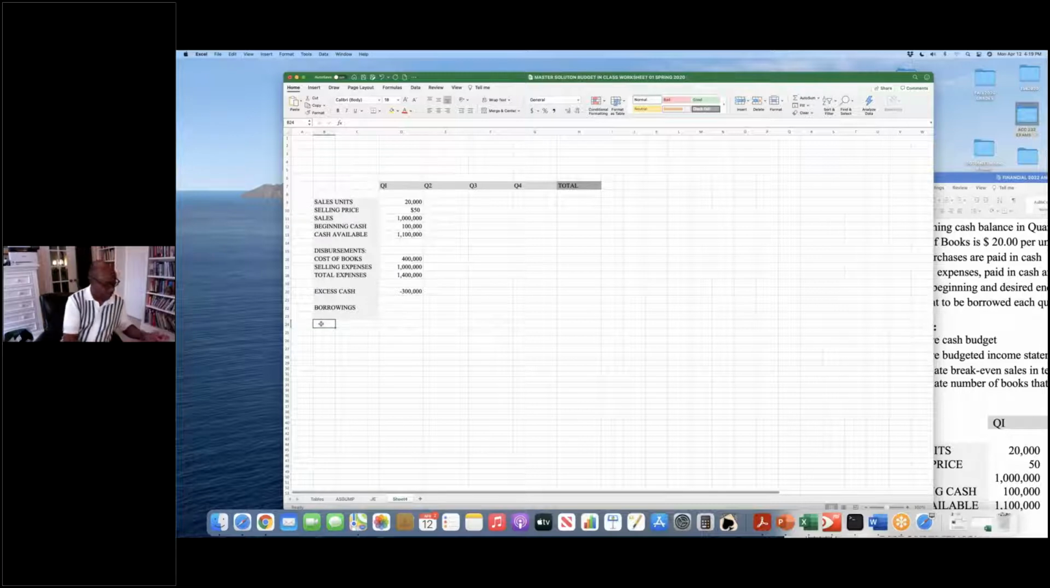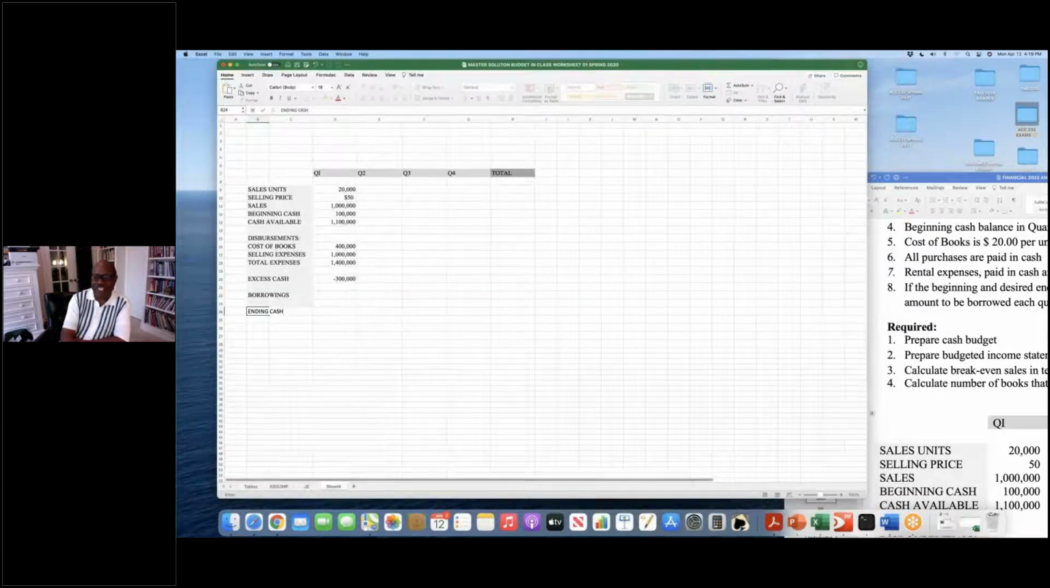Okay. How much we gonna borrow? 300,000. 400,000. Why 400,000, Jenkins? Because you gotta stay at 100,000. You gotta have your ending cash at 100,000. So if you gotta have 100,000 here, then you gotta borrow 400,000. And if you don't borrow this 400,000, what's gonna happen?